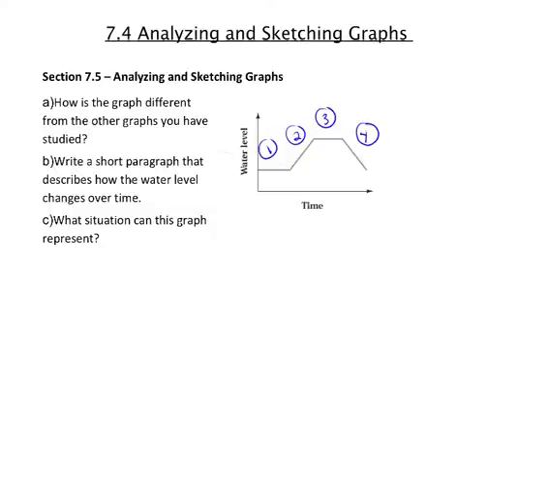So we need to write a short paragraph that describes the water level changes over time. I'm thinking we have water level here, and we have time. The water level is staying constant, so it's staying at the same level over time. And then right here, what happens? It increases, but it increases at a constant rate. So when I write my sentence, I'm thinking in parts.